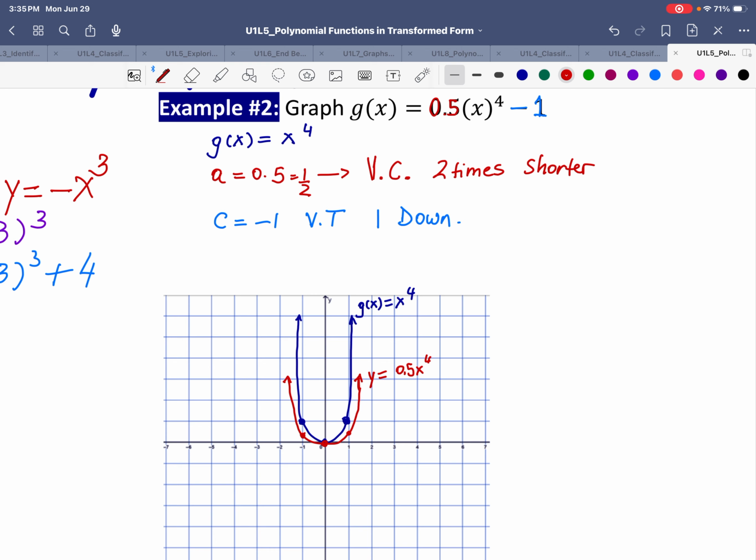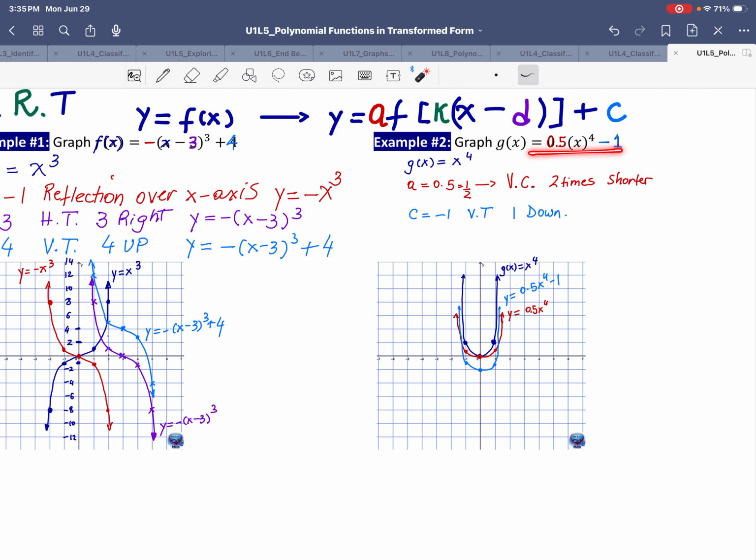And then the last transformation is y = 0.5x to the power of 4, and then minus 1. So we're moving the points 1 unit down. Okay, so they kind of get very, very close to each other in here because the function is a higher power function, that's for sure. And we're going to say that this would be 0.5x^4 minus 1. And this is the graph of the function in example 2.